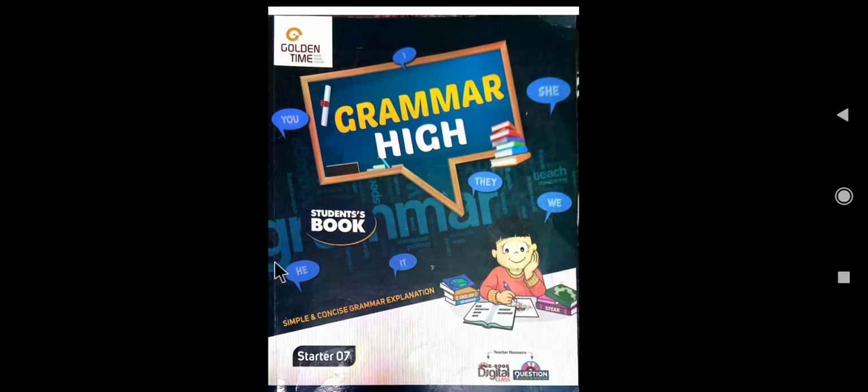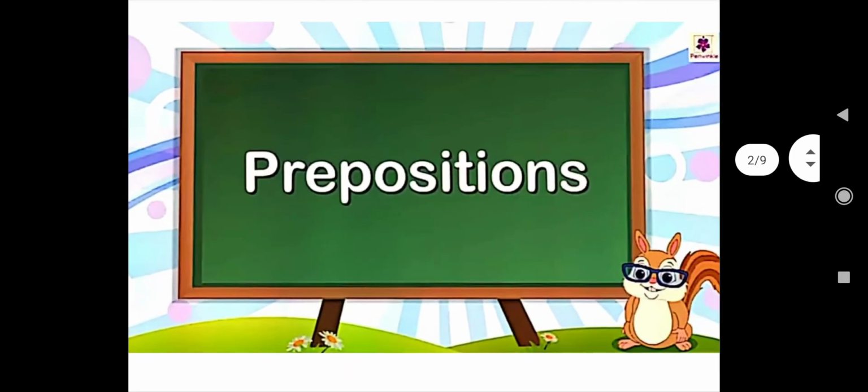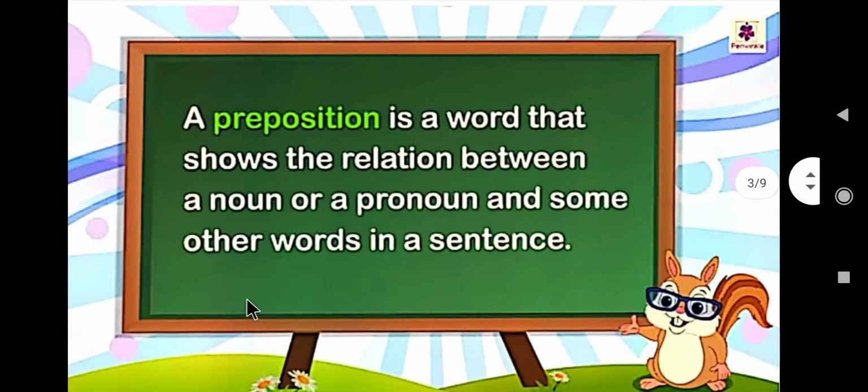Now today from your grammar book we will discuss a topic that is preposition. Now what are prepositions? I hope that in your previous classes you may have done this topic, and many of you may know the answer. So, a preposition is a word that shows the relation between a noun or a pronoun and some other words in a sentence. So basically, prepositions show the relationship of a noun or pronoun in a sentence.